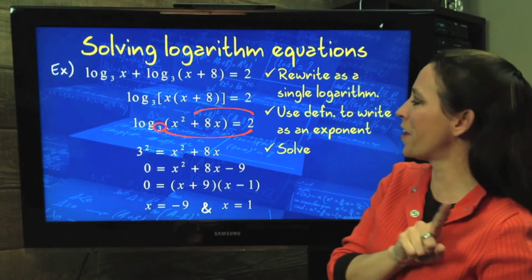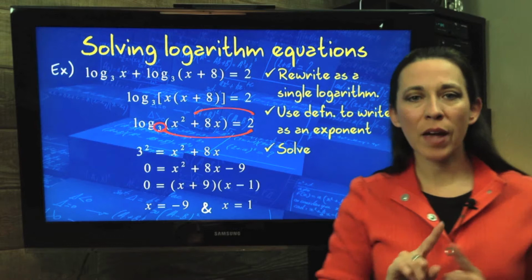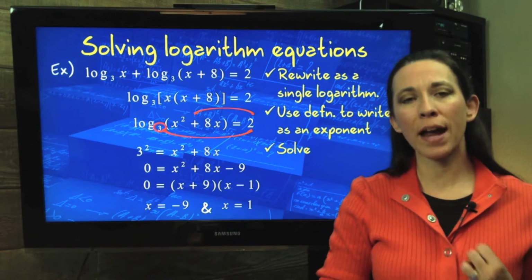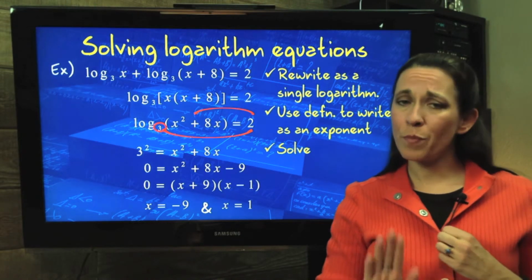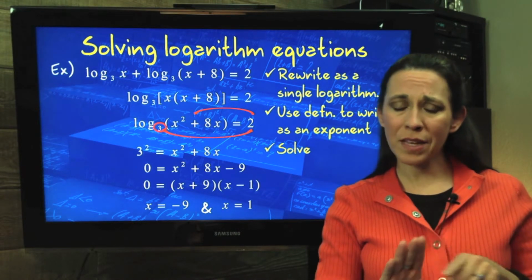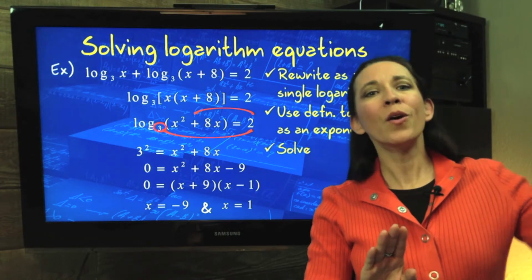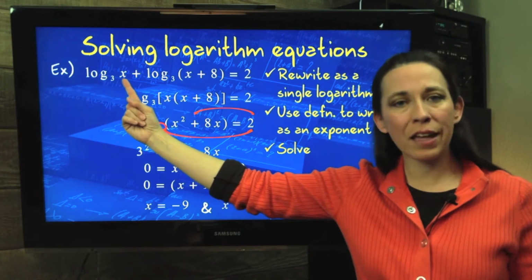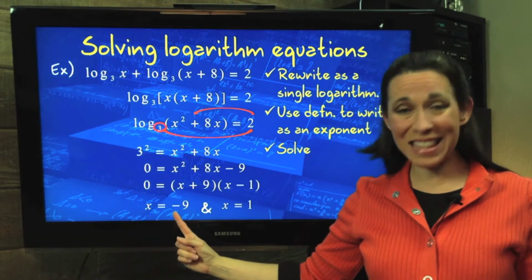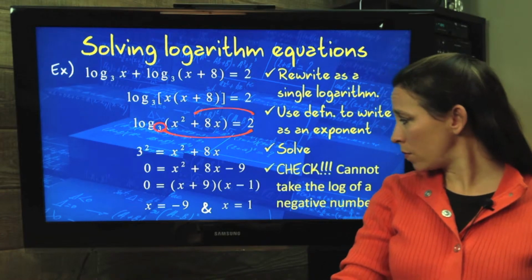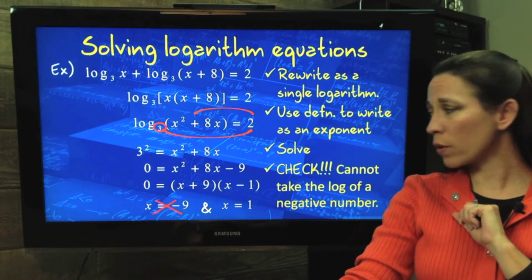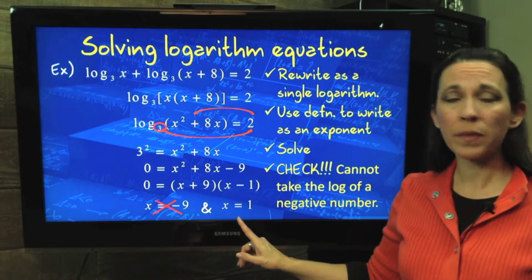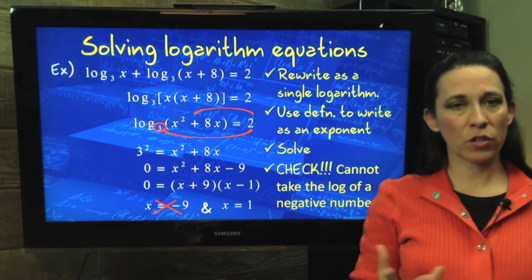Don't party just yet. Remember, anytime we have an equation that has a restriction, a restricted domain, we have to check our answers. Logarithms, the bases have to be positive, which means any exponent I take it to is going to give me a positive number. So we can't take the logarithm of a negative number, which means this guy doesn't work. So check it, can't take the log of a negative number, so that x equals negative 9 doesn't work. So our only solution is x equals 1. And we can plug that into the original to make sure it does work.